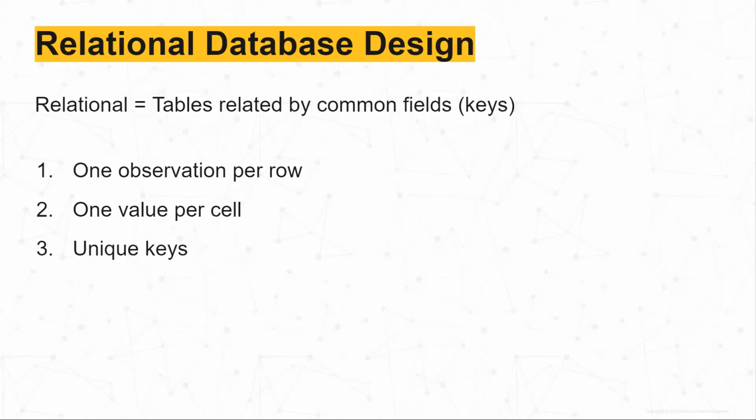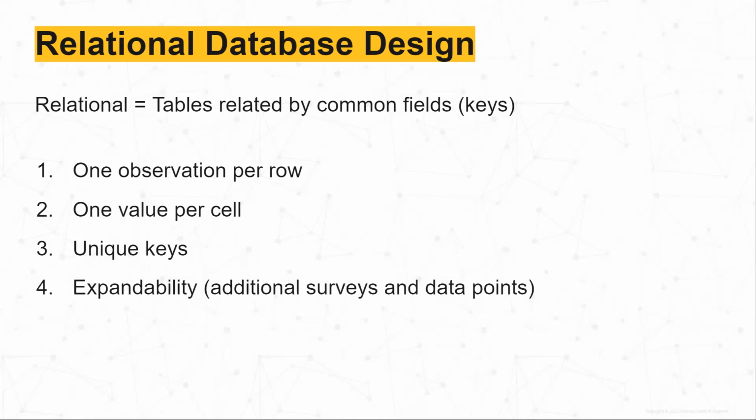A relational database needs to have unique keys. It's relational. In order to relate the tables to each other, you have to have the same keys in both tables, and they need to be unique, so you're not cross-joining data. And then the last thing that was important for us is expandability, by which I mean that we wanted to be able to continue to add survey results to our tables. And then we wanted it to be flexible enough that we could use it for different kinds of surveys too, not only our end of program surveys.